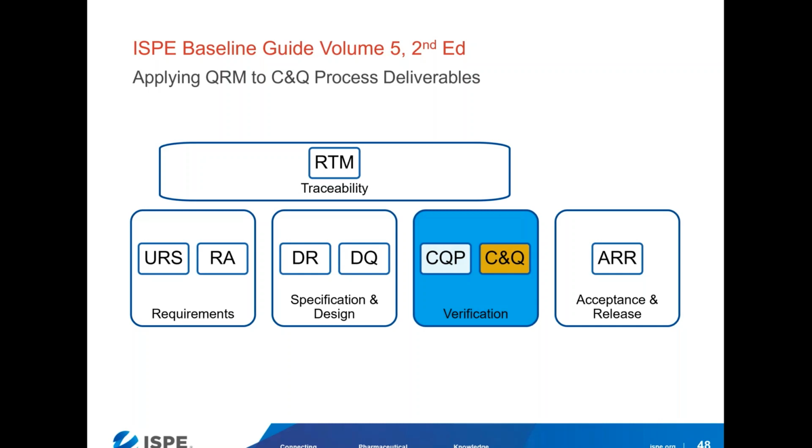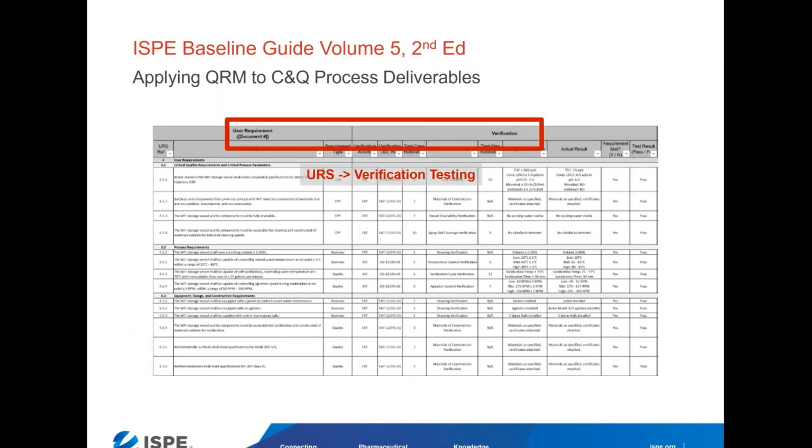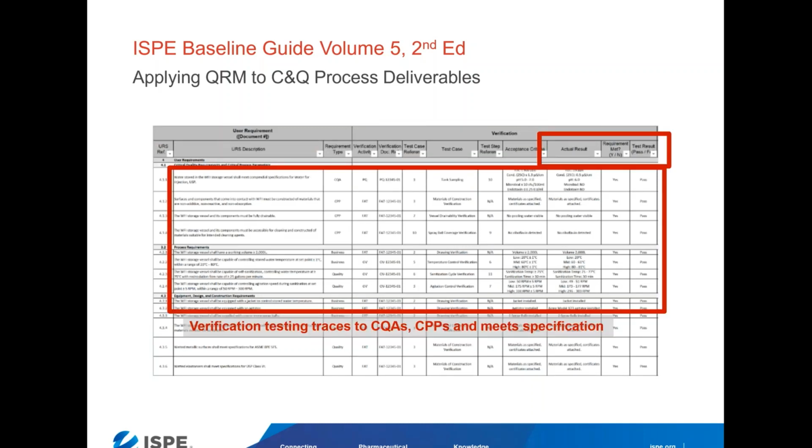So it is advantageous to make use of any factory acceptance testing that's being performed, any other vendor documentation as part of startup and engineering commissioning, site acceptance testing, etc. All of those are suitable when documented properly and executed properly to contribute as verification activities as defined by the guide. And then we can use our RTM tool to trace the results of that testing back to our user requirements. So this is the same trace matrix looking at user requirements and the verification testing that challenged and documented them. So as you can see, verification testing traces back to CQAs and CPPs, and we can show by documenting the results that the testing met specification.